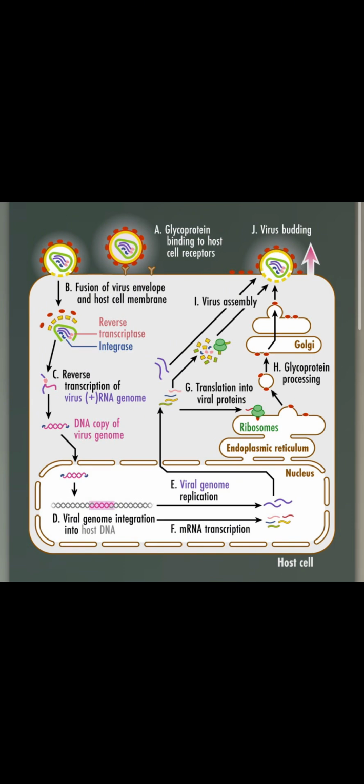In part C, the viral reverse transcriptase transcribes the virus's positive RNA genome into complementary DNA in a process known as reverse transcription, and since it is positive RNA, it happens directly. In part D, the dsDNA copy of the virus's genome travels to the nucleus and is inserted into the cell's genome by viral integrase.